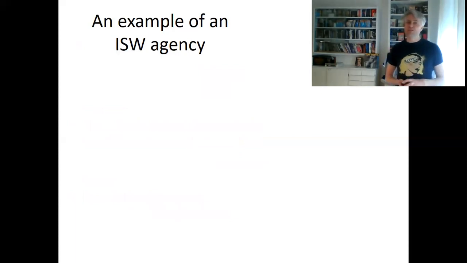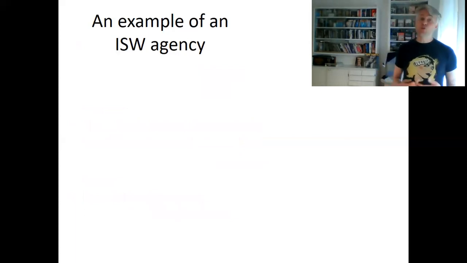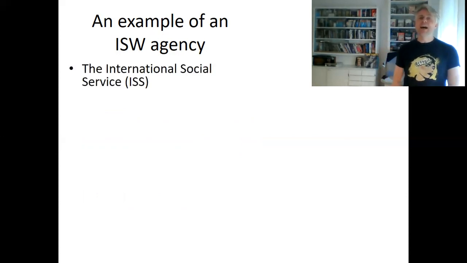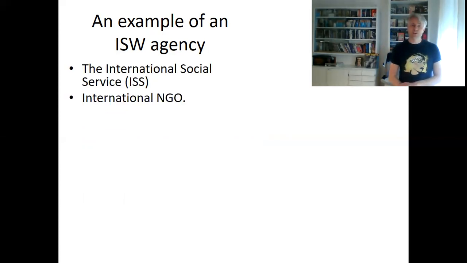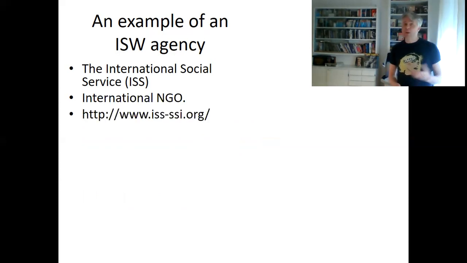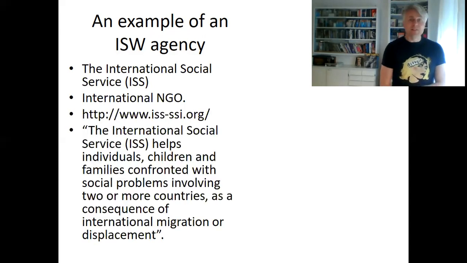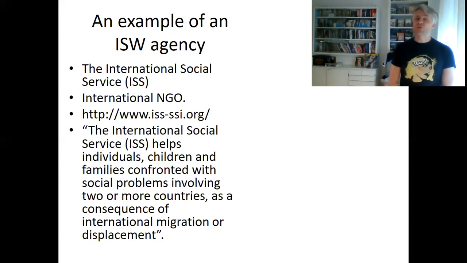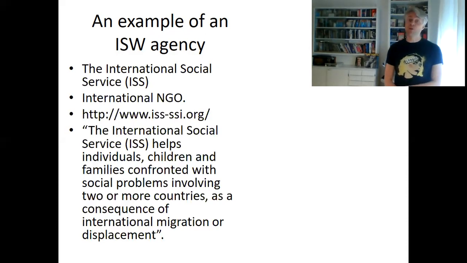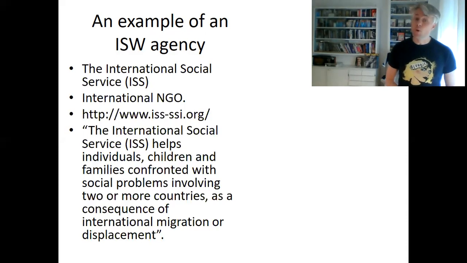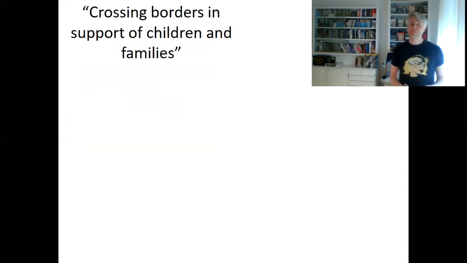Maybe it's nice if I close this presentation by spending a few moments to introduce an international social work agency. And if I were to pick one which I find really interesting, I think it might be the International Social Service. It's an international NGO. In the literature, you might see INGO written in capitals. It's got a great website where you can get a feeling for what it does. They define themselves quite nicely. The International Social Service helps individuals, children and families confronted with social problems involving 2 or more countries as a consequence of international migration or displacement.